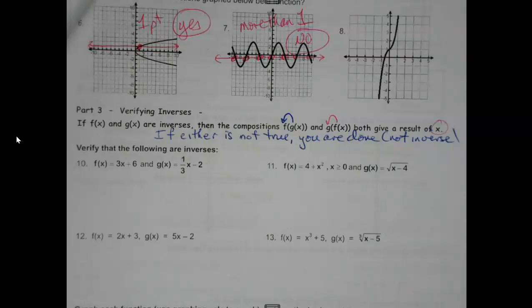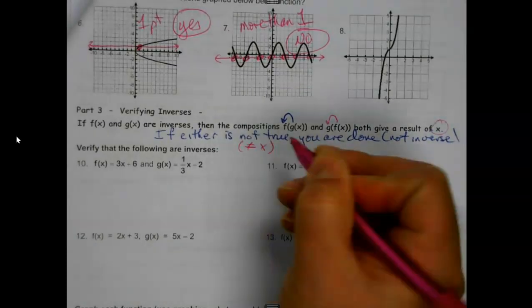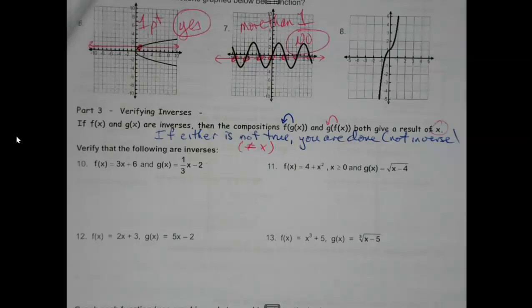If, though, you try one and it's not true, if it doesn't equal x at the end, you're done. So if you try out f of g of x for the first one and you don't get x, you don't have to do the other one. You're done. They're not inverses. They both have to be true for this to work.